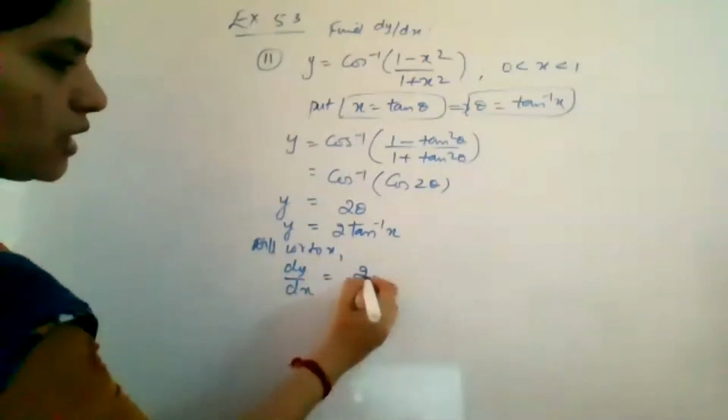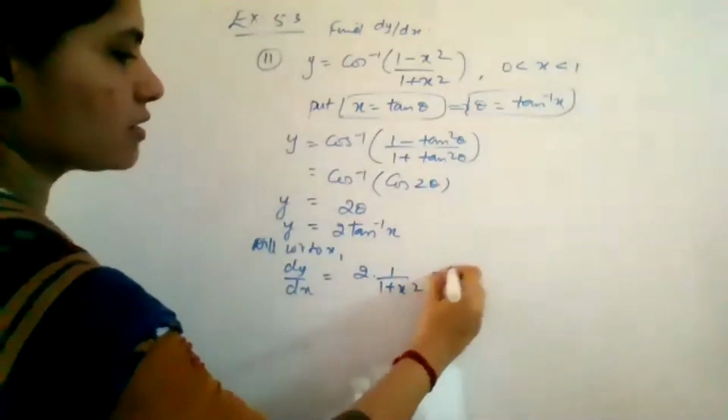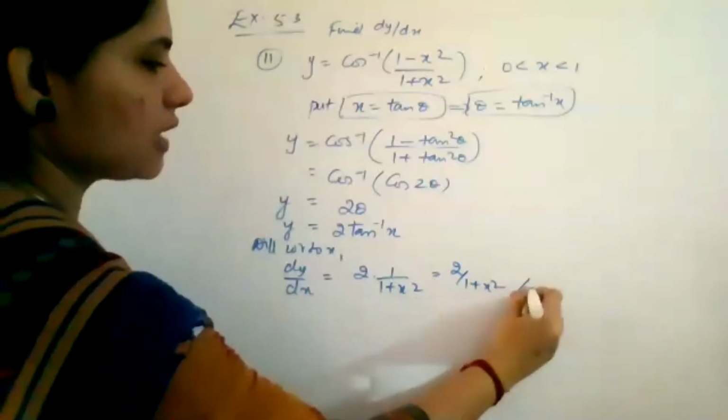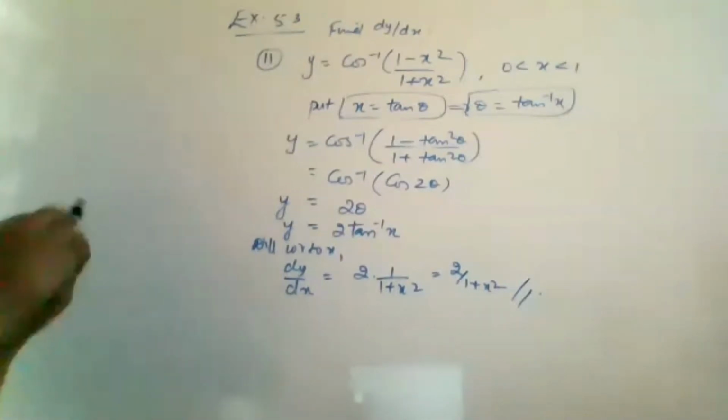Equal to 2 into, again, the derivative of tan inverse x is 1 by 1 plus x square. Your answer is 2 by 1 plus x square. Clear?